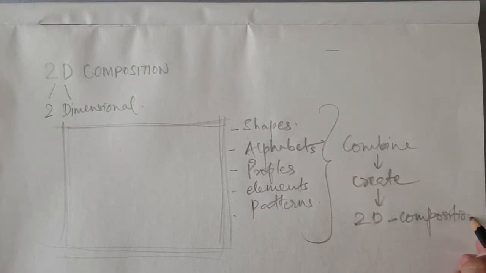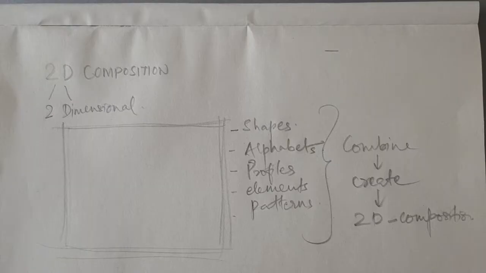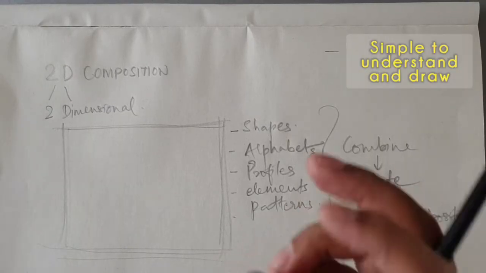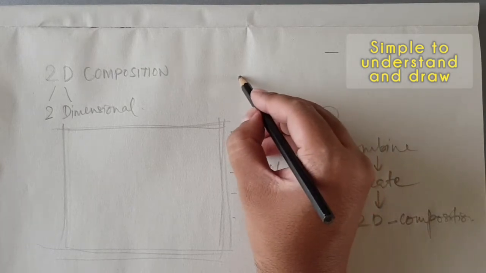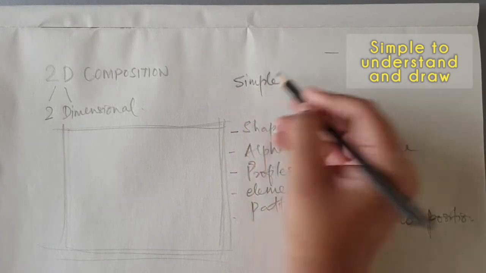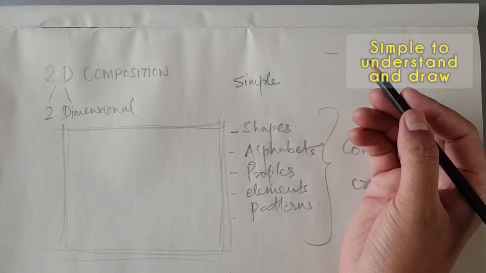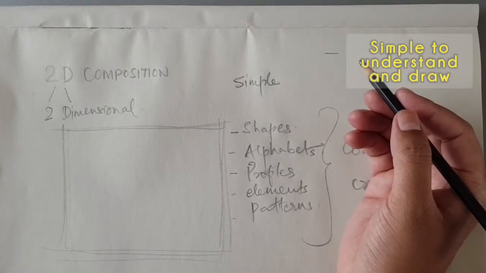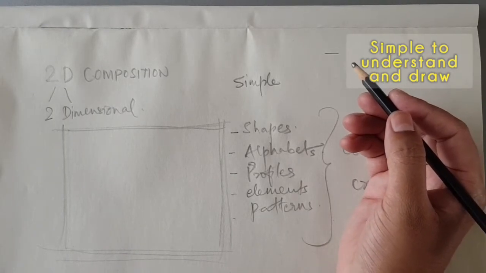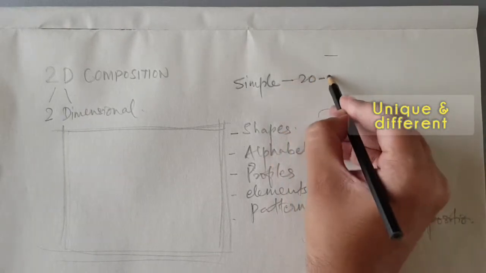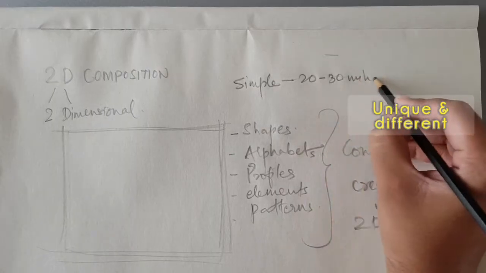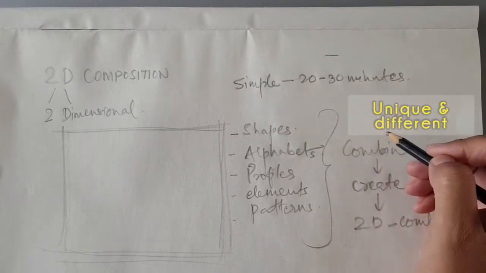So this is the basic idea of what a composition is. Composition means it has to be really interesting, it has to be unique, and it also has to be something different. So the main three characteristics that we can always define is that it has to be simple to understand and simple to draw, because we have very little time at the time of the exams. Maybe you have 30 minutes or maybe you have 20 minutes. So when you have 20 to 30 minutes, you have to make sure that your composition is very simple to draw.